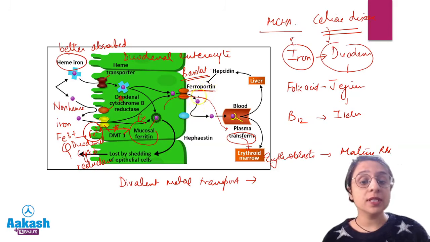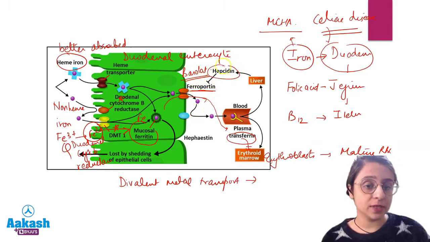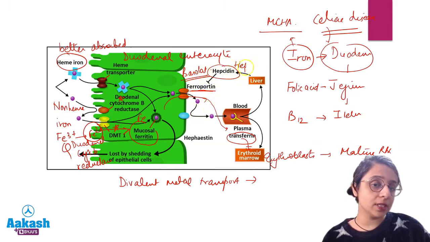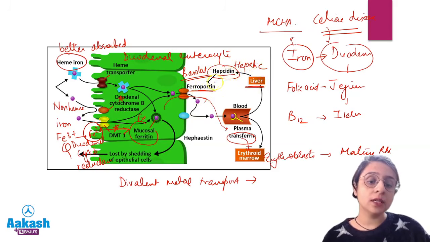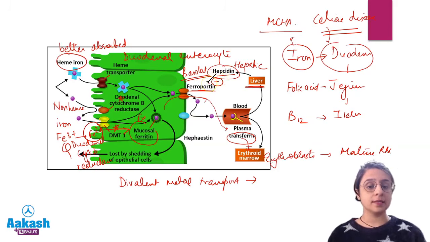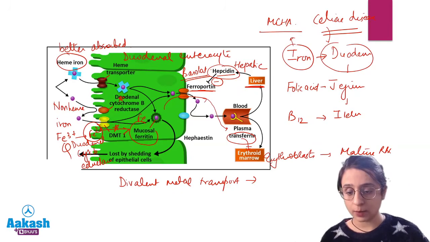Now ferroportin is under the inhibitory control of hepcidin. The source is hepatic: the liver is the source of hepcidin, which inhibits ferroportin and thus doesn't allow the transport of iron from the enterocyte to the outside, into the circulation. So what happens in anemia of chronic disease? Very important. Let's have a look here.